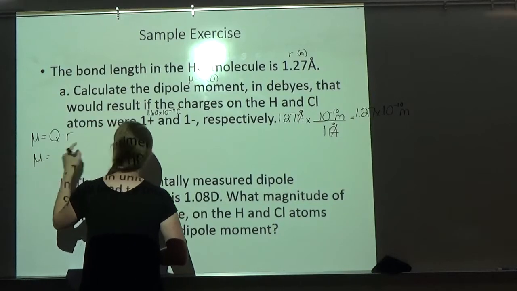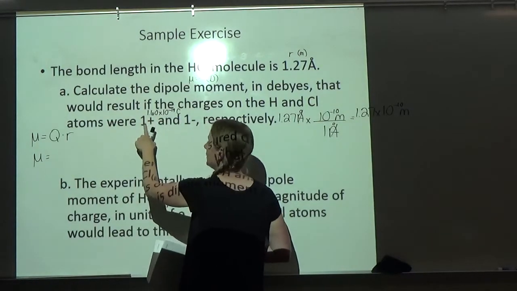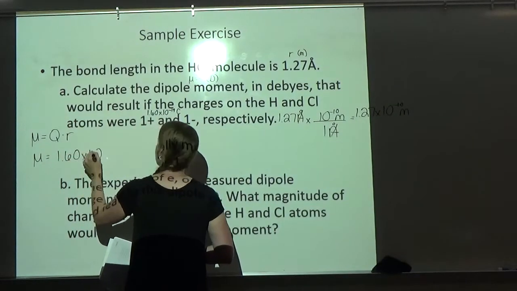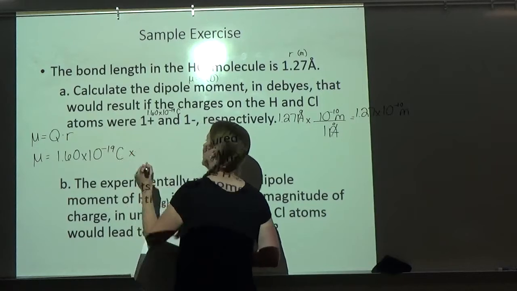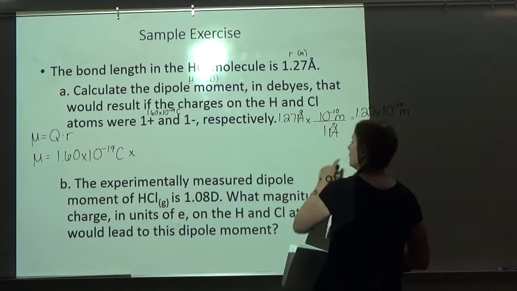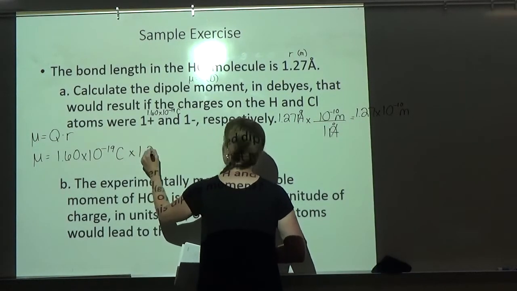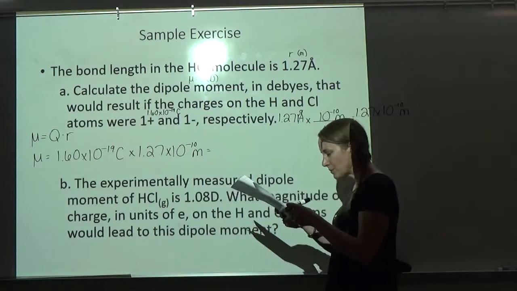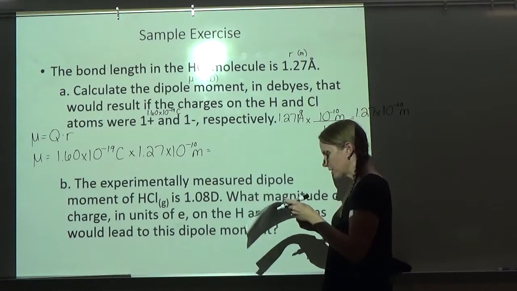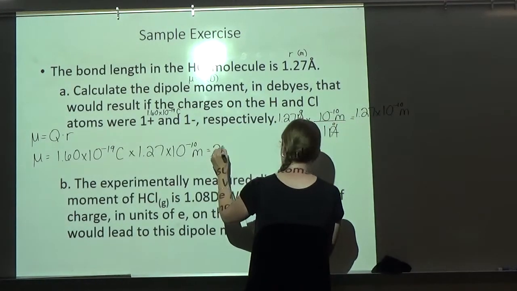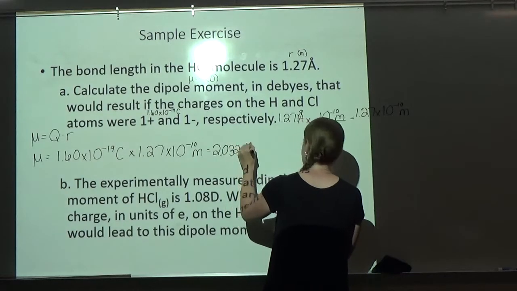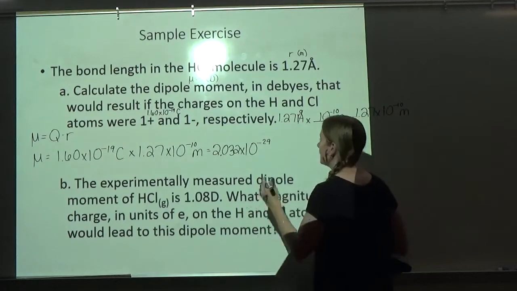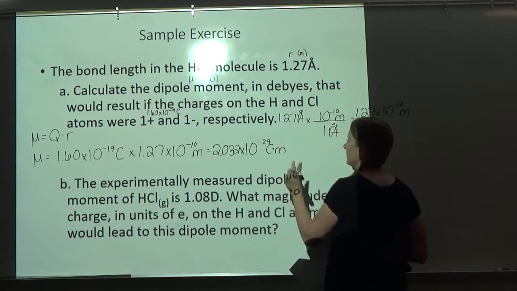So my Q, remember, since it says we're just having a full charge, we use our value for charge, 1.60 times 10 to the negative 19 coulombs, times my distance, which we have changed to meters, and is 1.27 times 10 to the negative 10 meters. So once I multiply that, I got 2.032 times 10 to the negative 29. And if you look, coulombs and meters don't cancel, so my unit is coulombs times meters.